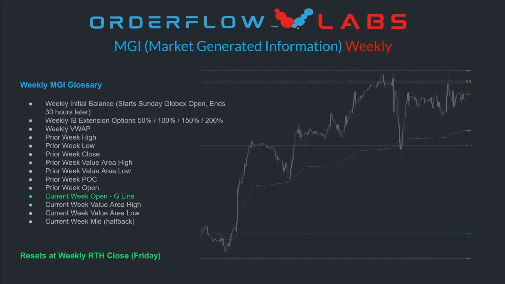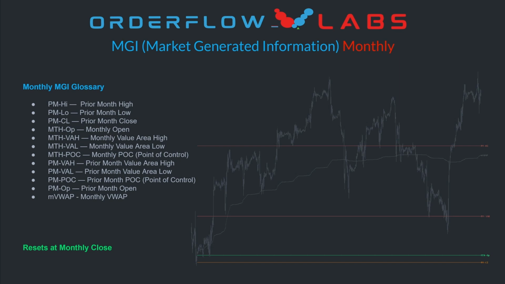For weekly MGI, it's the same concept. Obviously, there's less information on a weekly time frame. So we just have prior week high, low, close, the value area, POC, prior week open, the current week open, which I famously dubbed the G line. So if you see that on any of my charts, just remember it is current week open. Very significant point of reference, and provides great opportunities as a support and resistance area. I know many of you have included that in your daily stuff. And then we have the monthly time frame. So monthly high, low, close, VWAP, value area, etc.